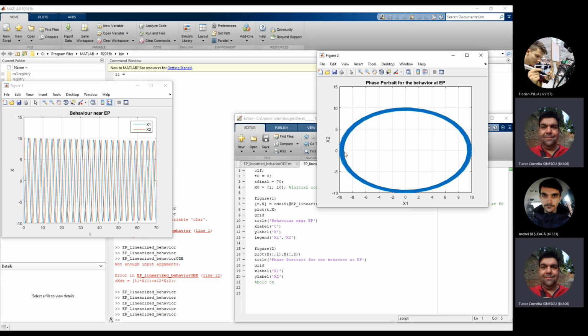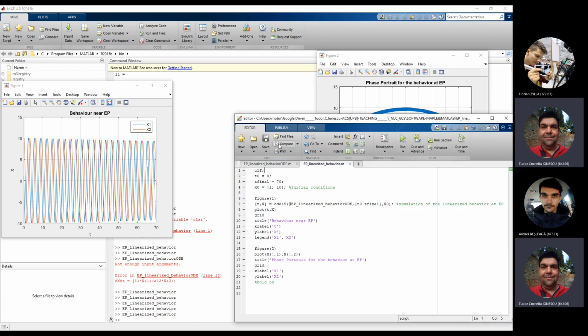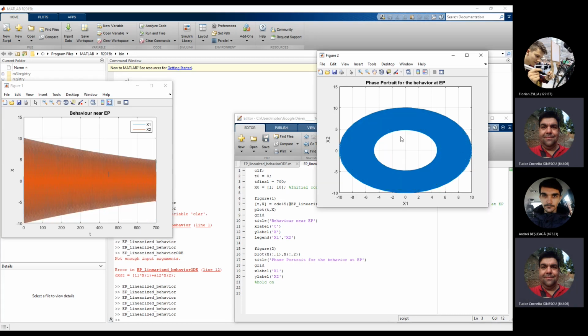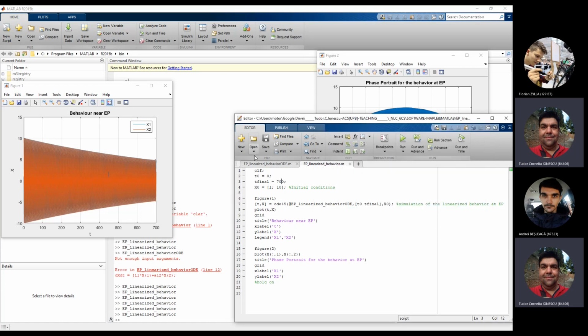You see? Look. So this is going to a stable focus. So this is probably going away slowly. Let's change here final T to 700. This is fun. You see? It's no longer a center, because things are starting to fade away.